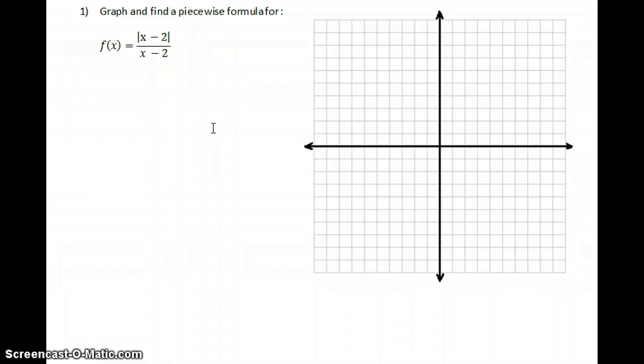Yes, we cannot plug in 2 for x, or we get 0 in the denominator, which would produce undefined division. So we know that x cannot equal 2.